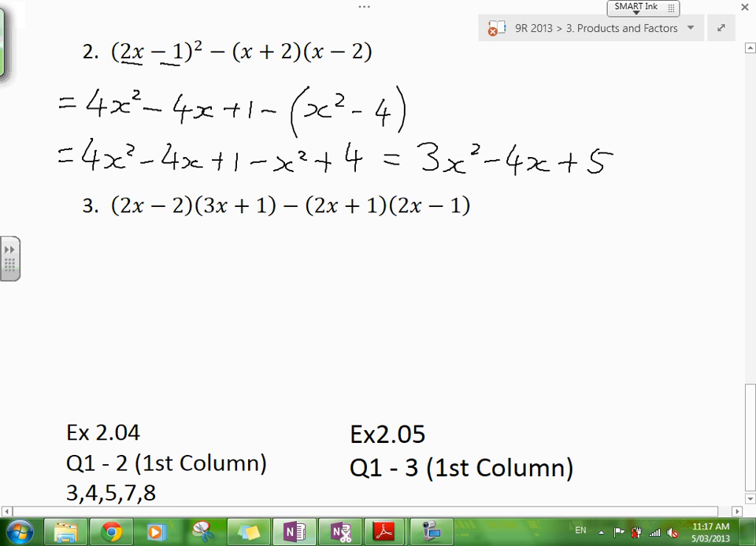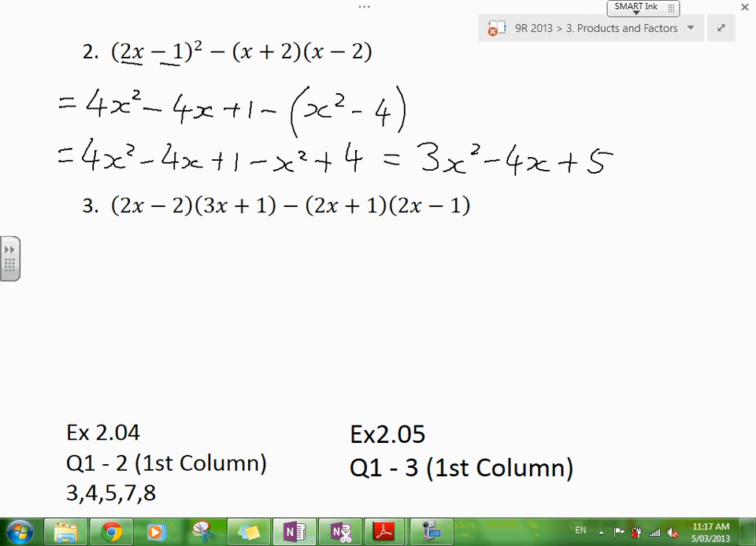Now watch this one. Remember that when you have a negative sign in front of a set of brackets, all that means is you change each thing inside the brackets, you switch its sign. So this is positive x squared, so it becomes minus x squared. This is minus 4, so it becomes plus 4. Yes, ma'am. Oh, yeah, 3.